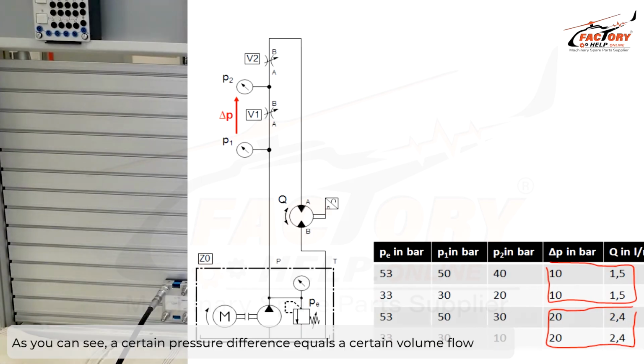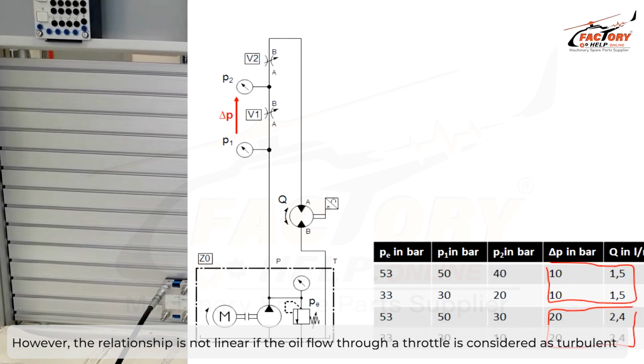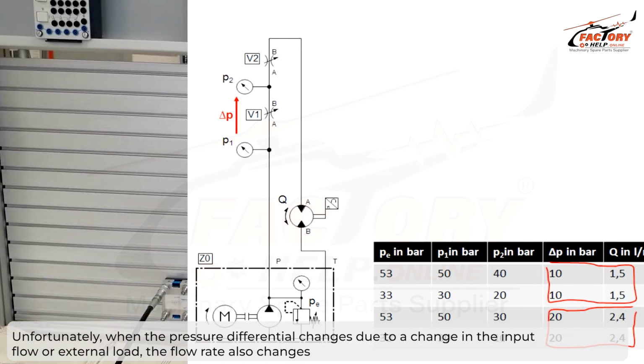As you can see, a certain pressure difference equals a certain volume flow. However, the relationship is not linear if the oil flow through a throttle is considered as turbulent. Unfortunately, when the pressure differential changes due to a change in the input flow or external load, the flow rate also changes.